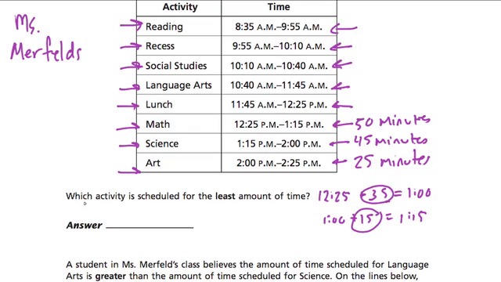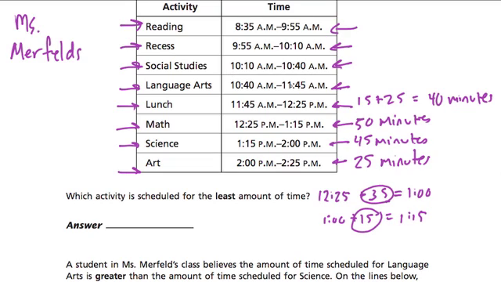So we're looking for the activity scheduled for the least amount of time, and that means math and science are definitely not an option. How long is lunch? Well, we could add 15 minutes from 11:45 to 12, and then 25 minutes going from 12 to 12:25. That equals 40 minutes. So 40 minutes for lunch. That's definitely not enough time in my opinion. You definitely need a little bit more time for lunch than that.